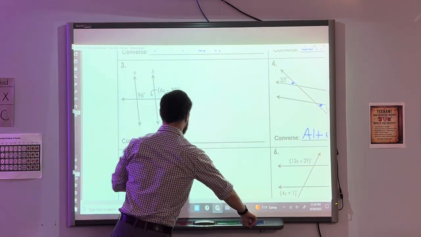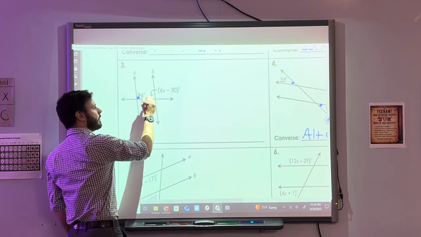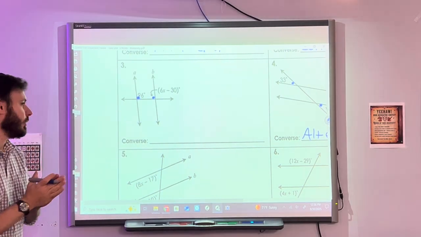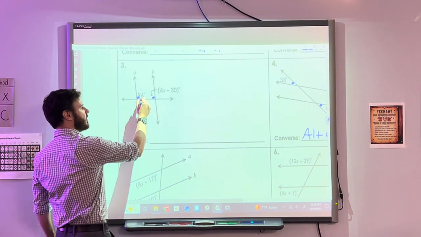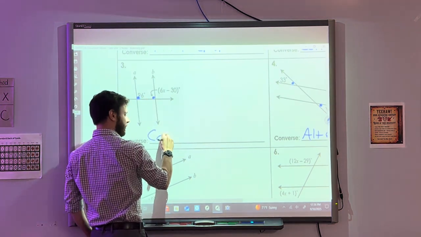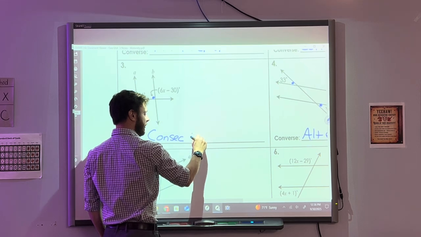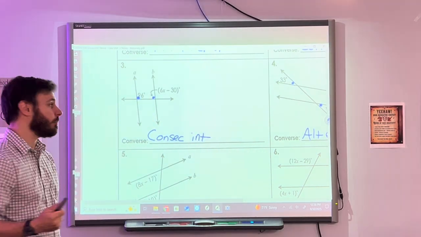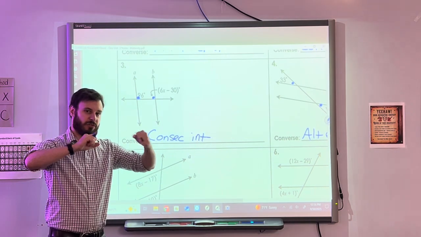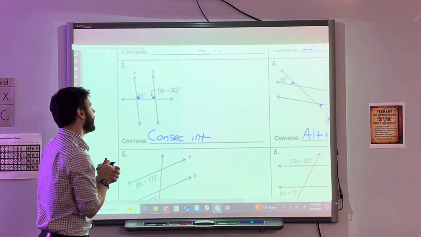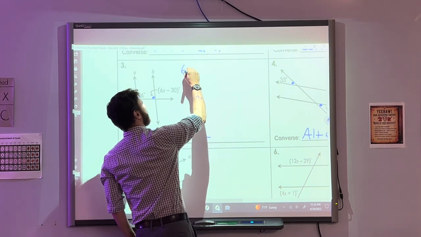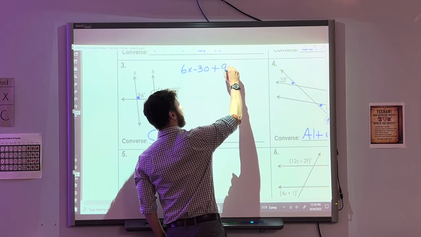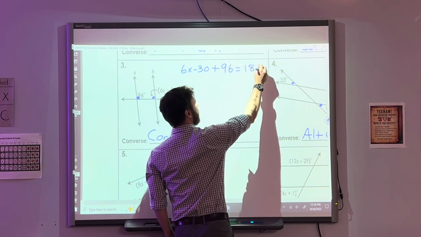All right. This one and that one. Okay. So it looks to me that they're both on the inside and they're both on the same side. They're both on the top. So I have consecutive interior. If I go back and I look at my notes, consecutive interiors are supplementary. So that means both of these pieces together add up to be 180. 6x minus 30 plus 96 equals 180.